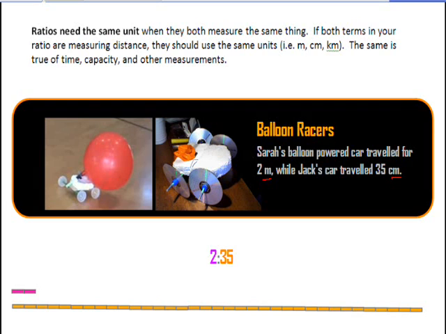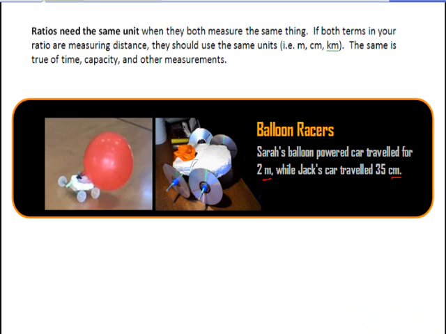So what we need to do is convert one of these measurements to match the other one. So let's get rid of this ratio that doesn't really show the proper distance, and let's look at another way. The easiest way to do it is to always convert the bigger unit to the smaller unit. And we can do this by multiplying. We know that there's 100 centimeters in a meter. So we can take our meter measurement, which is 2, and times it by 100 to change it to centimeters. So 2 times 100 is 200.